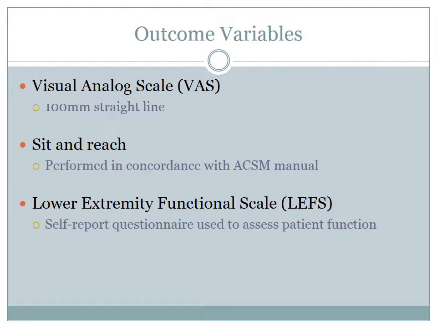It will be a 100 millimeter straight line, and the subject will mark on the line corresponding to their pain level. 0, no pain, and 100, unbearable pain. The VAS is easily administered and has been found to have a high rate of reliability when measuring pain.